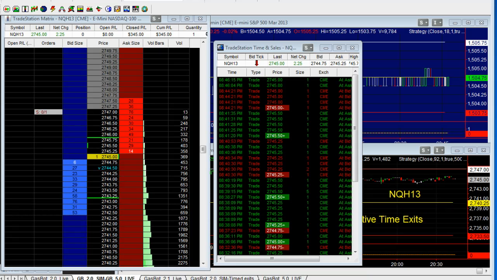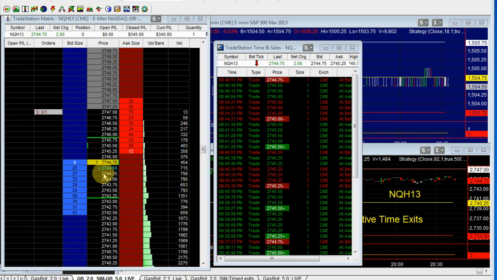Anyways, we got some more questions on the matrix of the DOM and time and sales. So I'm going to just do a real basic screen orientation, and I'll hopefully get this saved and posted in the forums. What you're looking at here is what TradeStation calls the matrix for the NQ, the NASDAQ contract. It's the NQH, and H being the March contract, and the 13 being the 13th year, 2013. So that's the contract. This yellow bar you're seeing is the last price.